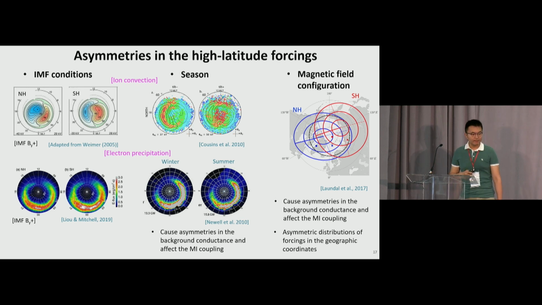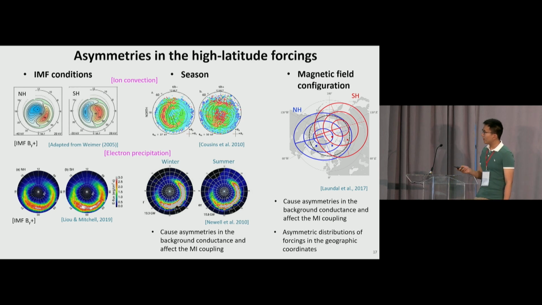factor is the season. As you mentioned, we are past the June solstice. The northern hemisphere receives more UV radiation, while the southern hemisphere receives less. So the conductance has interhemispheric asymmetries, which could cause different MI coupling processes in the different hemispheres. The third factor is the magnetic field configuration.